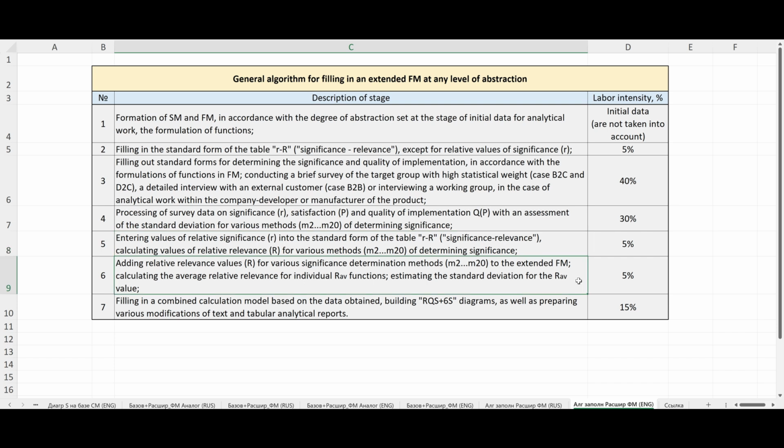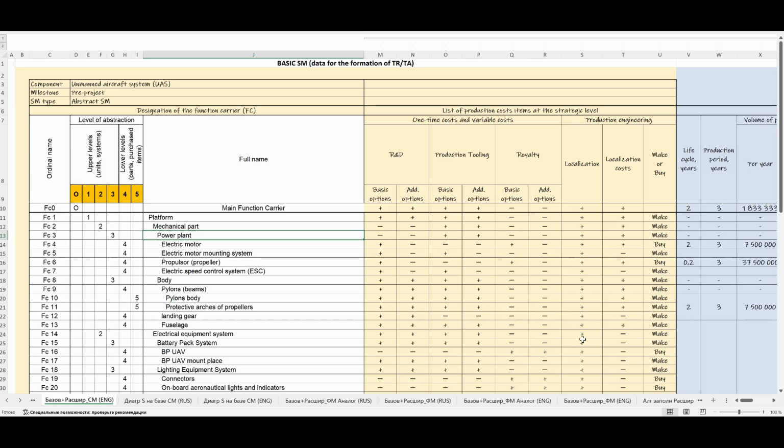Next, relative relevance values for various techniques from M2 to M20 are entered into the extended functional model. The average relative relevance for individual functions is calculated. The standard deviation for the average relevance value is estimated. And last, based on the data obtained, the combined calculation model is filled in. UAS and 6S diagrams are constructed, as well as various modifications of text and tabular analytics reports are prepared.